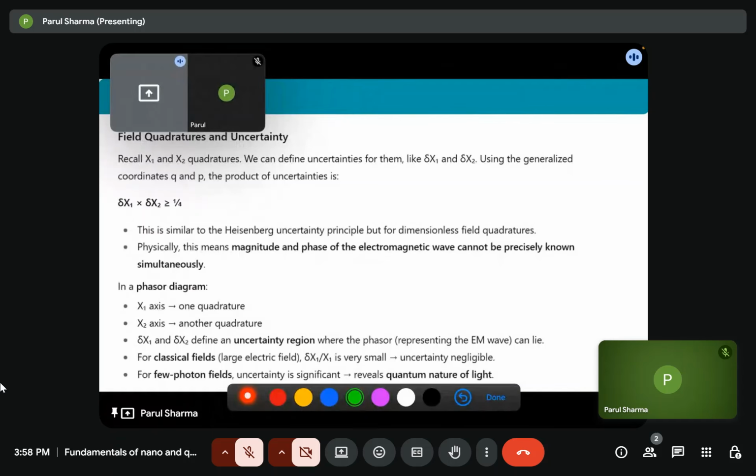This is exactly similar to the Heisenberg uncertainty principle, but for dimensionless field curvature. So physically, this means that the magnitude and phase of the electromagnetic wave cannot be known precisely and simultaneously.